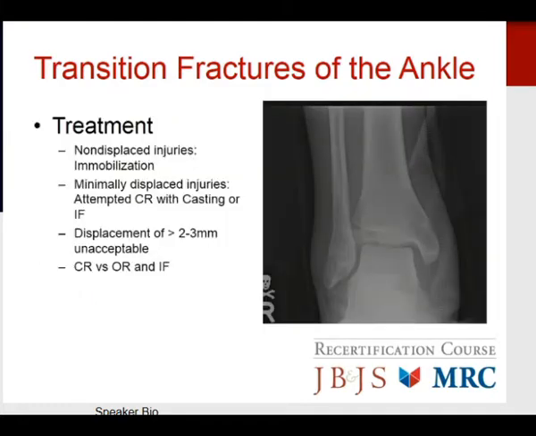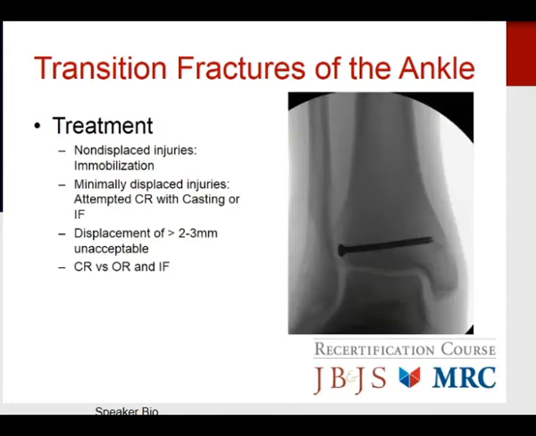Treatment for non-displaced injuries is with immobilization. However, CT is often recommended because frequently the amount of displacement is underestimated on your initial x-rays. Displacement of greater than 2 to 3 millimeters is not acceptable, and this may increase the risk of arthrosis. Minimally displaced injuries can be treated with attempted closed reduction with casting or with percutaneous internal fixation, whereas widely displaced injuries are treated with closed reduction or open reduction and internal fixation.